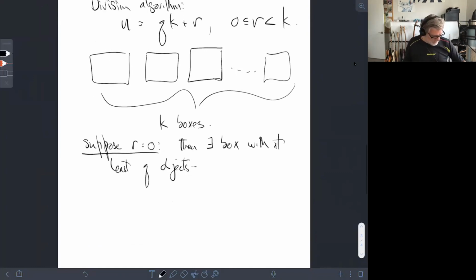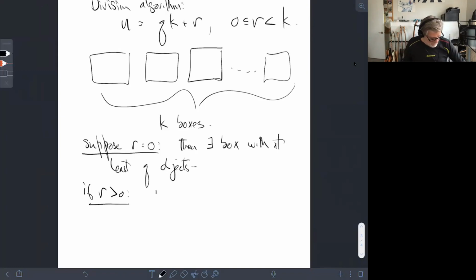Now, if R is bigger than 0, then think of it again this way. You can place Q objects in each box, and you still haven't reached N, so you're going to have to add something. It means that a box will have to contain Q plus 1 objects.